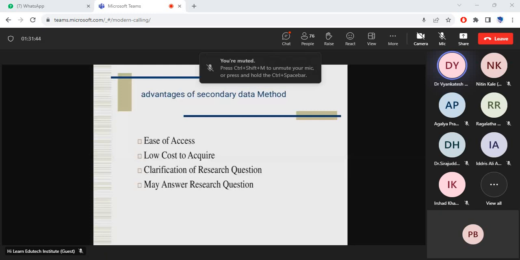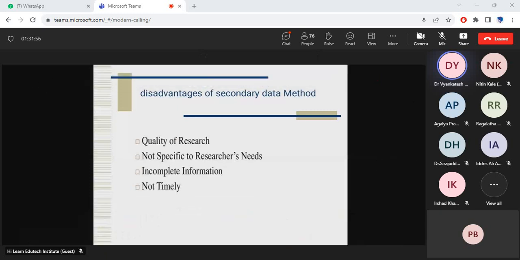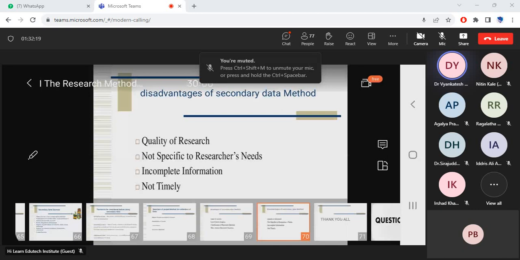So what data is available in the market is what gets utilized. Quality of research we don't know; not specific to the researcher's needs, because no one prepares the data according to your demand, they prepare it according to their own. Incomplete information: definitely the information they generated is incomplete, you need to complete it, and no timely data is available. So these are the advantages and disadvantages of the secondary data collection method, and that's all for today's lecture of research methodology. Thank you.